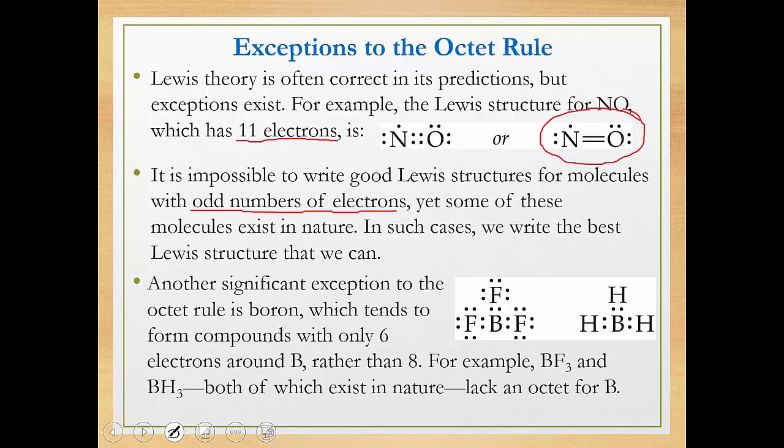Another significant exception is boron. Boron tends to form compounds with only 6 electrons around the boron. Okay, 6 is its magic number rather than 8. It doesn't tend to have an octet. So, for example, if you look at BF3 and BH3, both of which really exist, boron does not have an octet. It only has 6. At this point, it's probably better just to remember these couple of exceptions that you see here. Most of the time, you won't run into that.